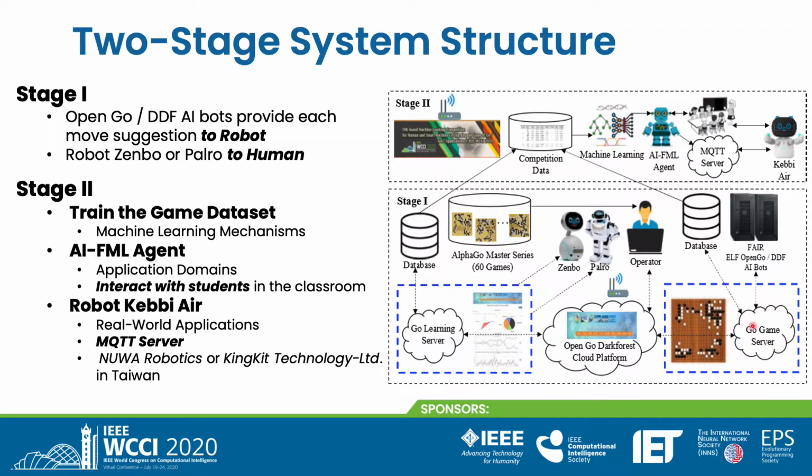This diagram shows the two-stage system structure for the robotic Game of Go application. Stage 1 presents the human and smart machine co-learning on Game of Go, and stage 2 is our fuzzy machine learning mechanism, which interacts with the robot KBL.